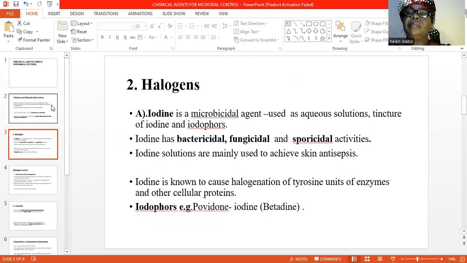Next group of chemical agents used in microbial control are halogens. The halogens include chlorine and iodine. For example, iodine is known to be a powerful microbicidal agent, which can be used in aqueous solutions or tincture of iodine and iodophors.